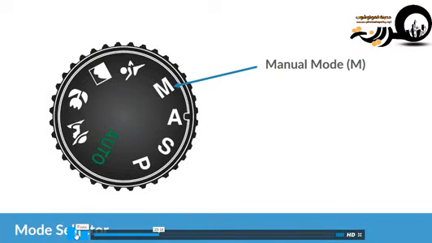In fully manual mode, you have full control over your aperture, your shutter speed, your ISO, your focusing modes, your light metering modes, and pretty much every other setting that the camera has to offer. This is a setting that's going to maximize your creative control and expand your capabilities. And this is really what we're building up towards in this course.